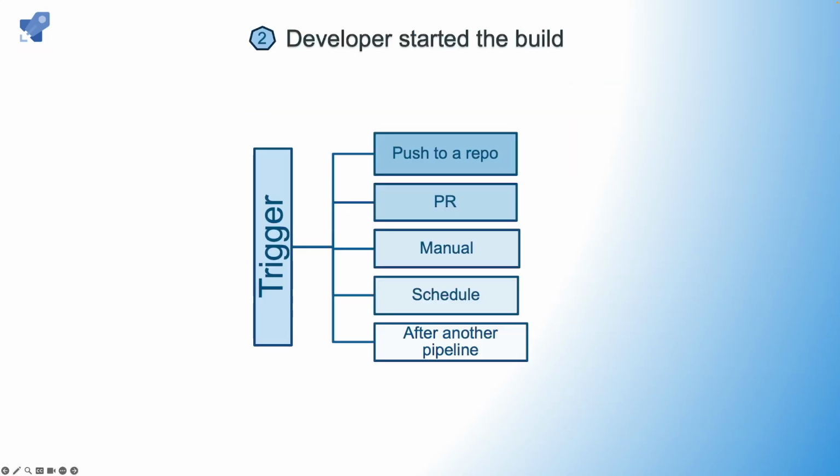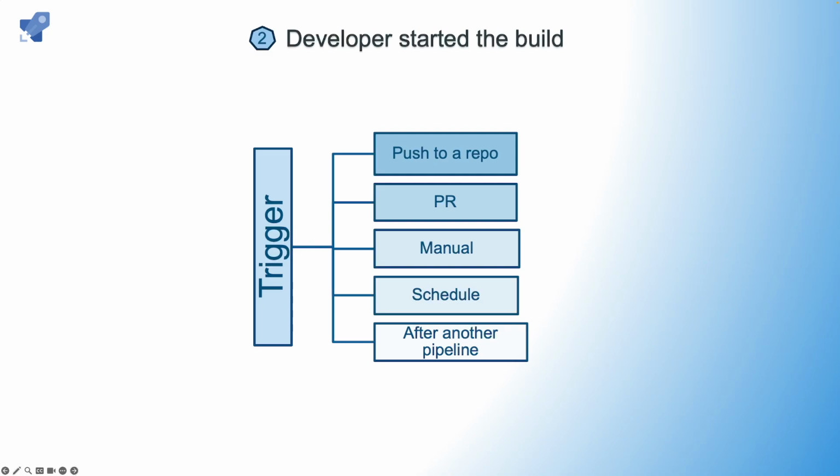Now let's try to map these manual steps to an automation pipeline step by step. Developers starting the build is equivalent to a trigger in pipeline terminology. There are multiple triggers. For example, push to a repo: whenever a dev pushes code to a repo, pipelines can be triggered. Similarly, when a PR is raised, a pipeline is triggered on that merged code. This is a temporary merge to run the pipeline. Manual: someone goes to the UI and clicks the run button. Schedule: for example, you want to run the pipeline every day. After another pipeline: for example, when the CI pipeline is finished, you can trigger the CD pipeline automatically. So that's how triggers work.